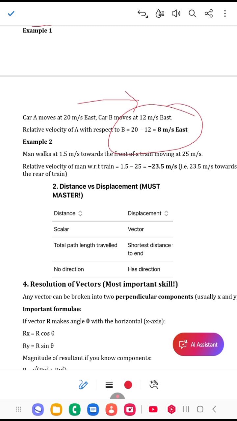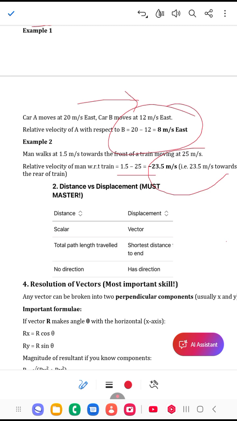Now let's look at the second example. A man walks at 1.5 meters per second towards the front of a moving train. So we take 1.5 minus 25, which will give us this. The reason it is negative is because he is moving towards the rear of the train.